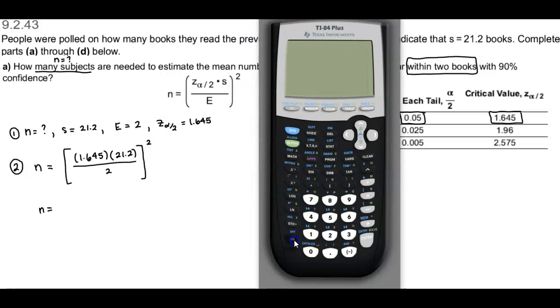So we have 1.645 times 21.2, and then we're going to divide that by 2, and then take this answer and square it. We're going to hit second and then answer, and then square that result, and therefore we get the following answer.